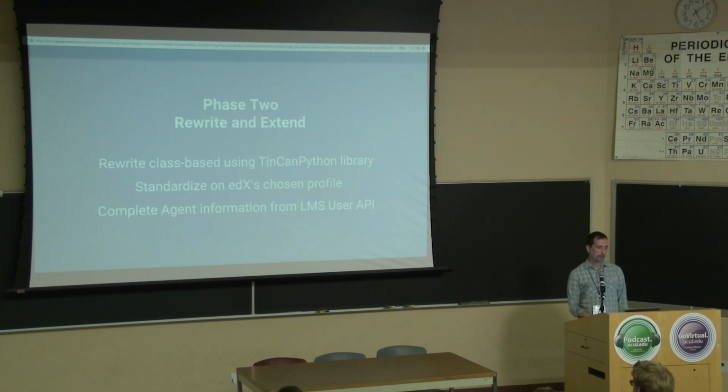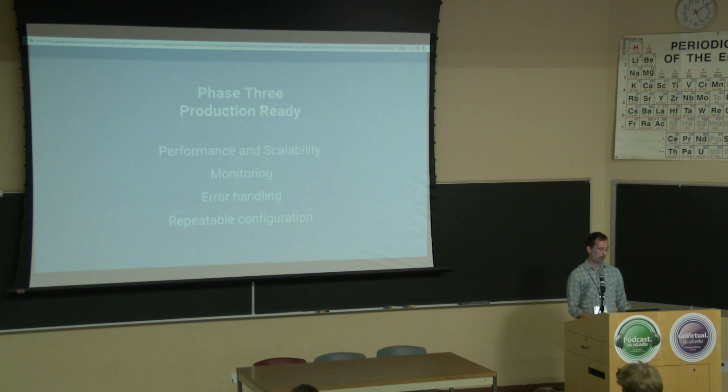The second step was doing a pretty big rewrite using this Tin Can Python library that came along. It's going to make it a lot more maintainable, standardized on a new profile, and that's when we added in the user info. Then we've recently completed a third phase just to make this more performance ready. We looked at making sure we have some monitoring and error handling in place, and that the configuration could be repeatable. So there is an Ansible role that can be used to install and configure this service.